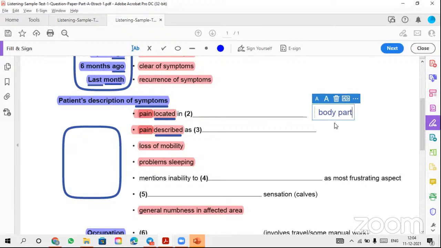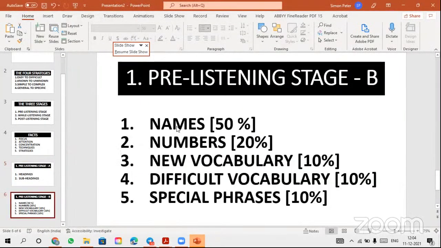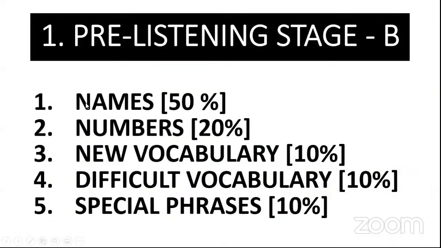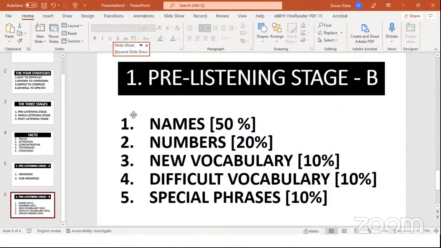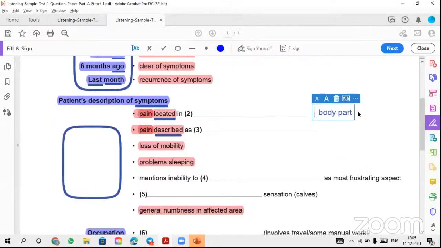Names. I already told you, the first one is names. Names are very important. Either they will be there or you have to provide them. If they are there, be happy. If they are not there, you have to provide them. So names will help you either way. Names are very important. So immediately you will recall body parts. So recall names.